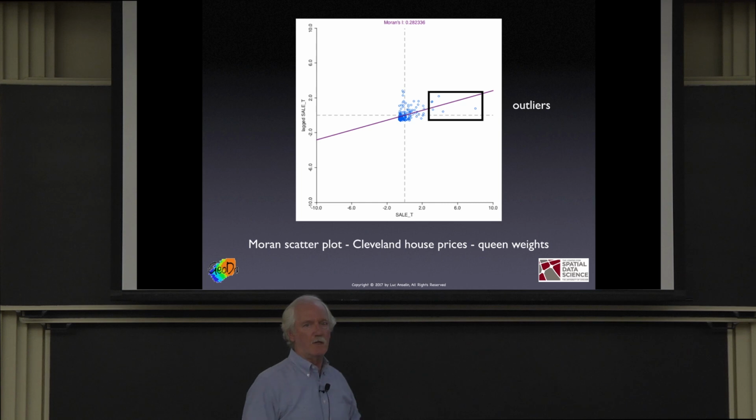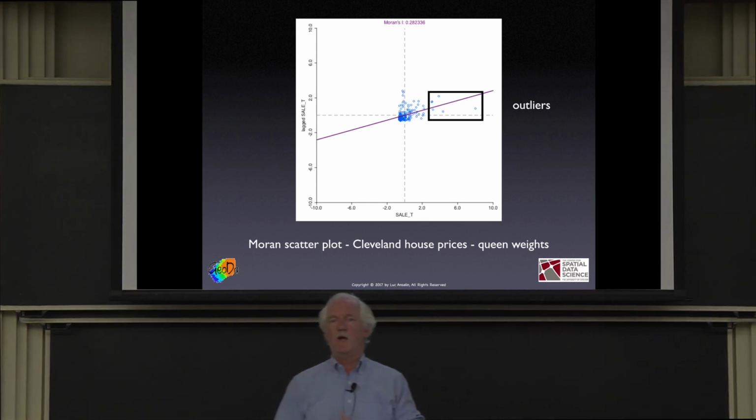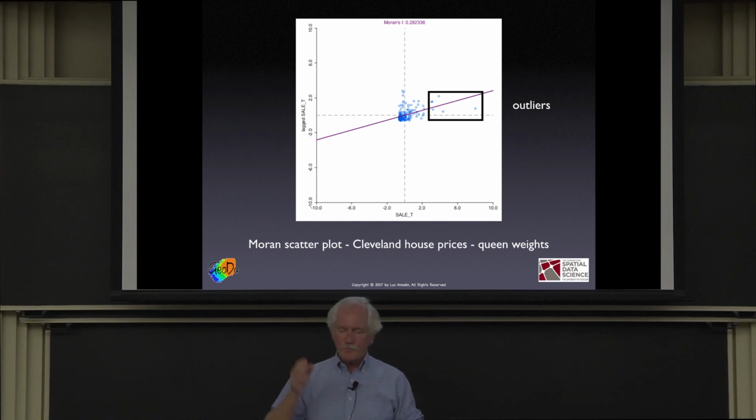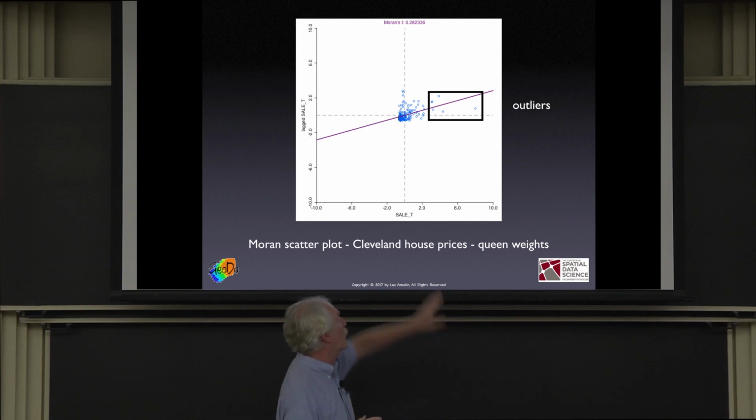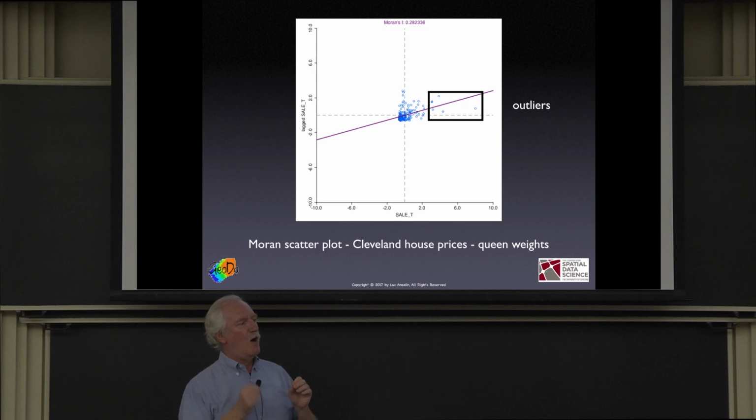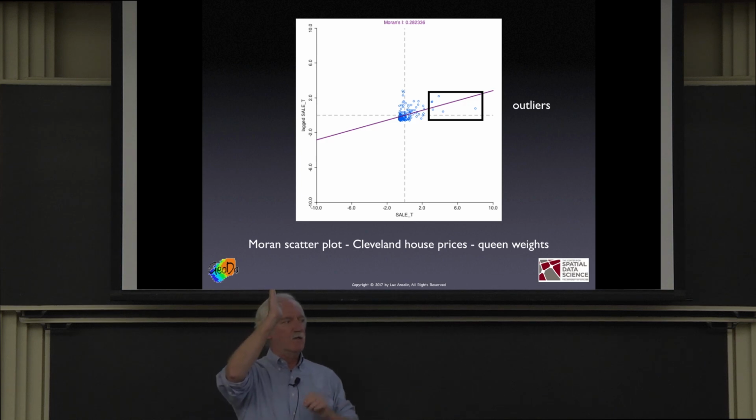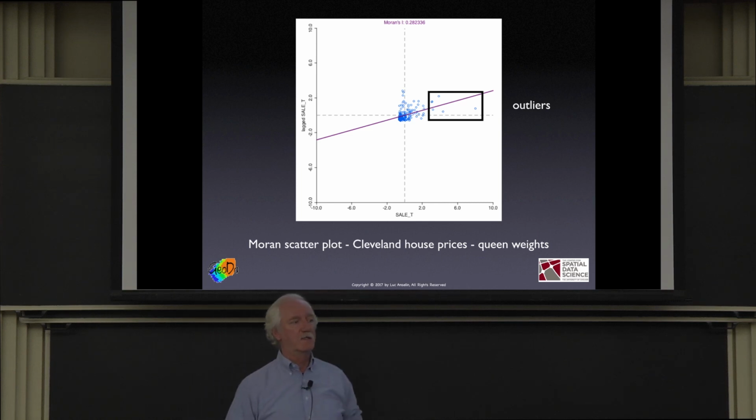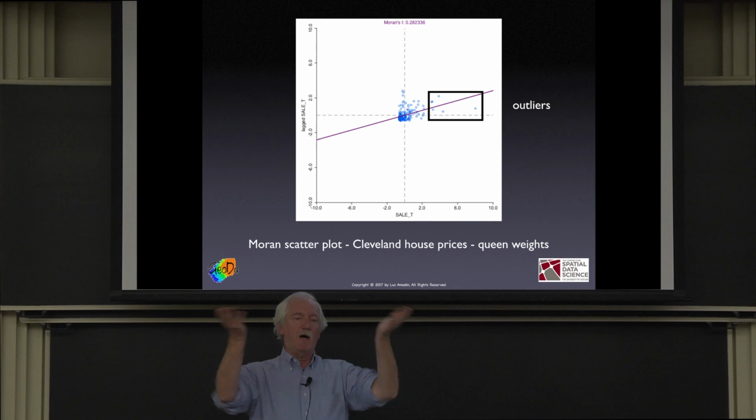Then the two other quadrants are what I call spatial outliers. These are here in the lower, right-hand side, the value above the mean, surrounded by neighbors below the mean. So this is a spike surrounded by much lower values. And then above is the other way around. It's a dip surrounded by higher values.